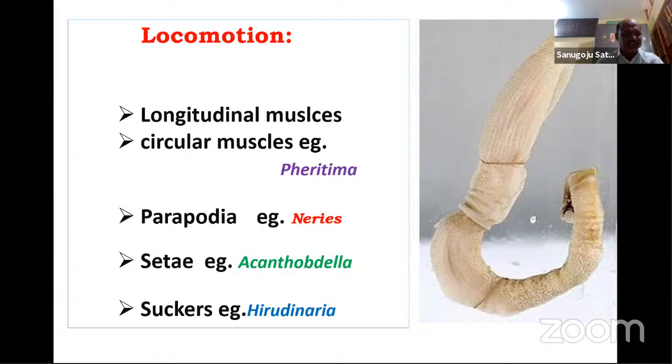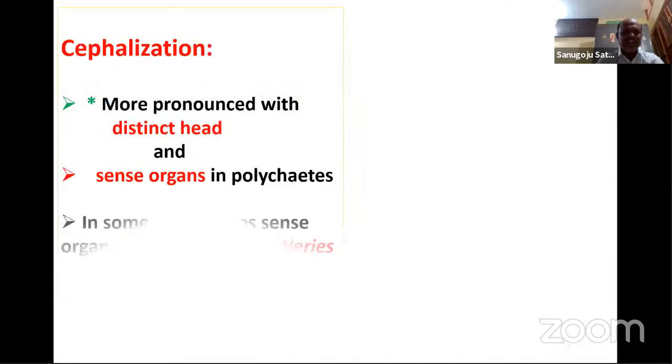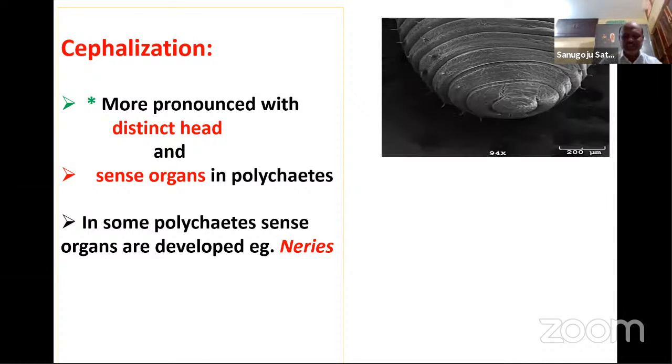Okay, after locomotion is completed, we have to go for cephalization. Cephalization is a prominent character of the annelids. The first true cephalization is seen in this group.